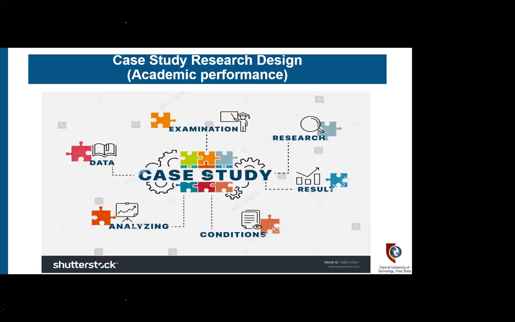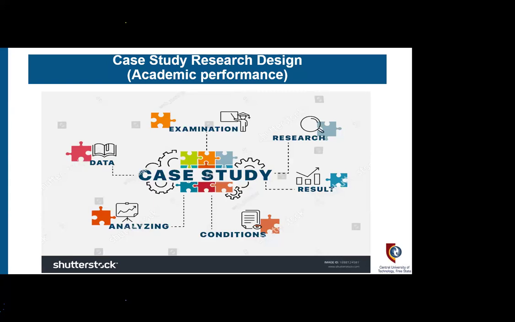The second research design that one might also decide to follow is what we call the case study research design. Let's say, for example, there was a study that was done on academic performance. Academic performance includes so many variables. It might be how exams were constructed. It might be about questions that were constructed in that exam.